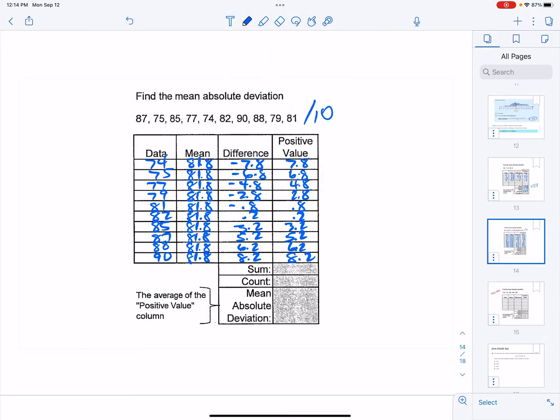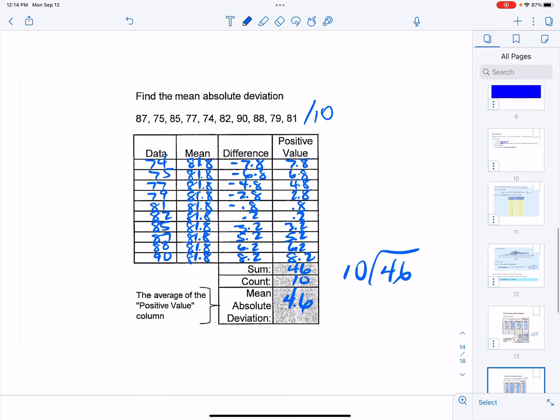And now we're going to add all those differences up. When you add all that up, you're going to end up with 46. Now again, the count is nothing but how many numbers I have. In this case, I have 10. So we take that 46 and divide it by 10, which gives us a mean absolute deviation of 4.6. And that's all there is to finding mean absolute deviation.